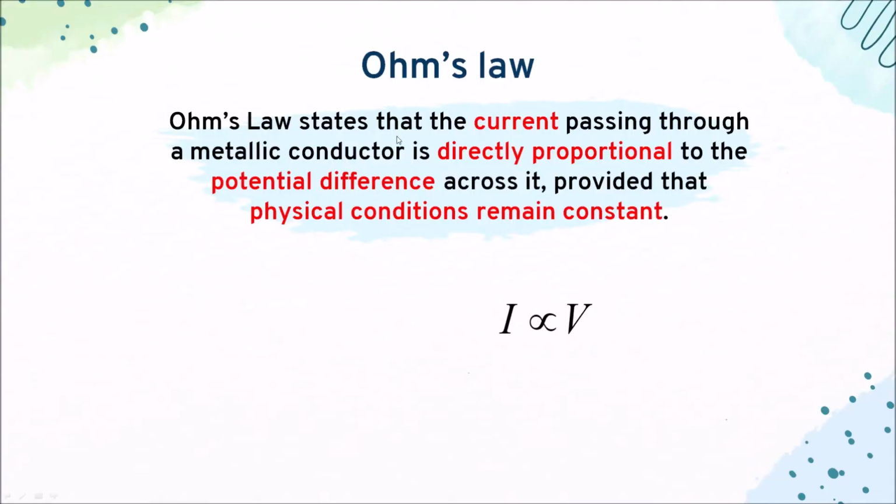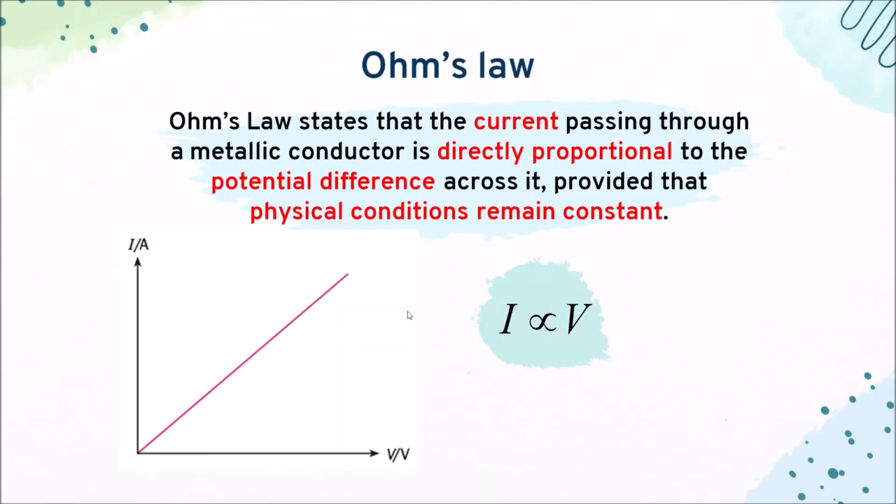Let's look at Ohm's law and what he did. Ohm's law states that the current passing through a metallic conductor is directly proportional to the potential difference across it, provided that the physical conditions remain constant. Basically, he conducted many experiments with the same material but different potential differences, of different EMF, and he realized that the current changes accordingly.